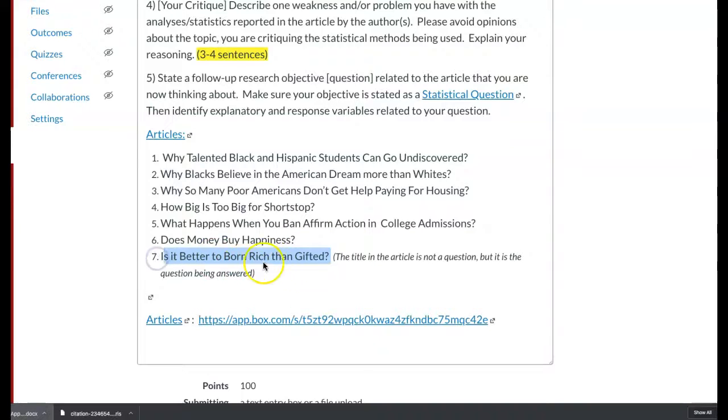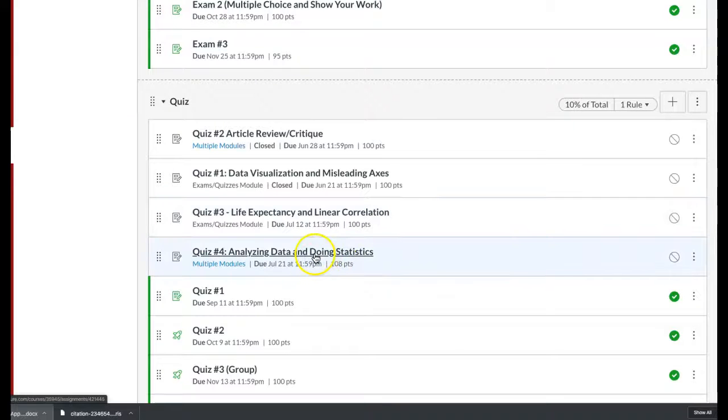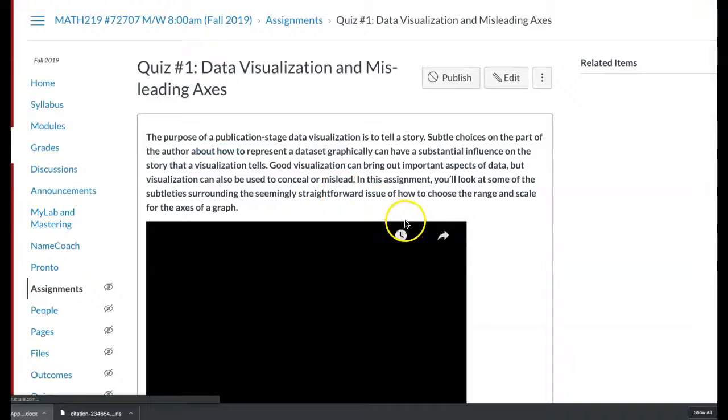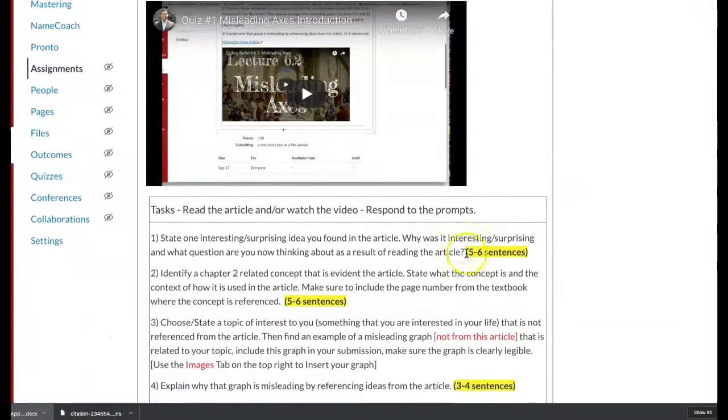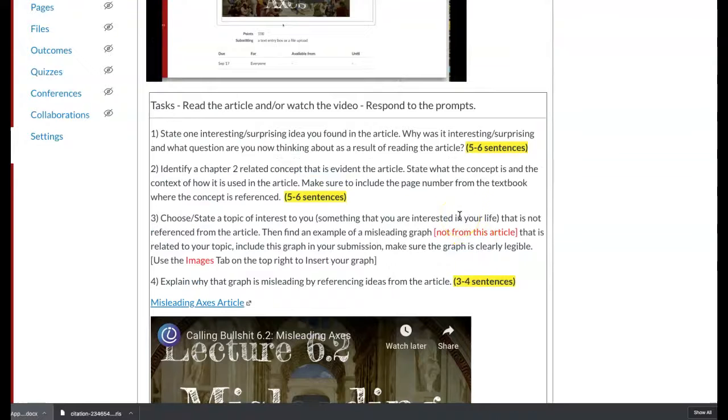It's an interesting article about outcomes of those who are rich or those who come from lower SES but are gifted, and the outcomes of those individuals. And there are other assignments like that. You can see analyze data with doing statistics. They pick real data sets, life expectancy by race and other things here. And then data visualization, misleading axes, about how you could be misled using data. I use another course from the University of Washington to introduce that topic, and then they use that. That's some of the stuff. That's it.